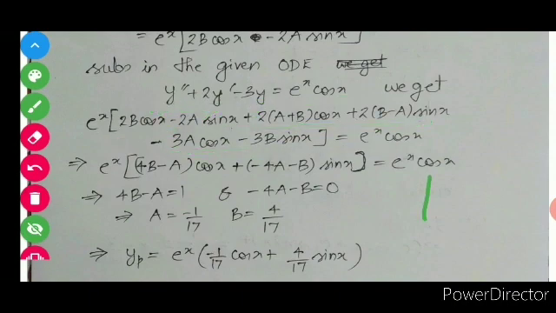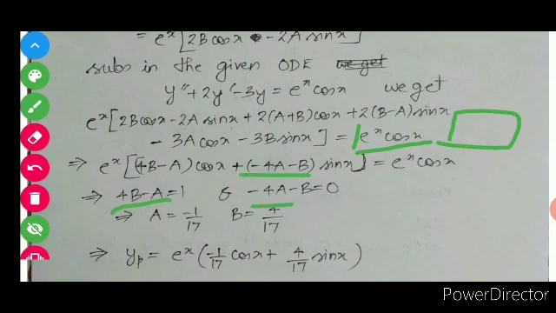Now you equate both sides. On the left hand side you have e^x into cos x, so you take all the coefficients of cos x together. That comes out to 4b − a, and you equate it to 1, since it is 1 times e^x cos x. Similarly, you take all terms involving sin x together. There is no term involving e^x sin x on the right, so you equate that coefficient of sin x to 0.